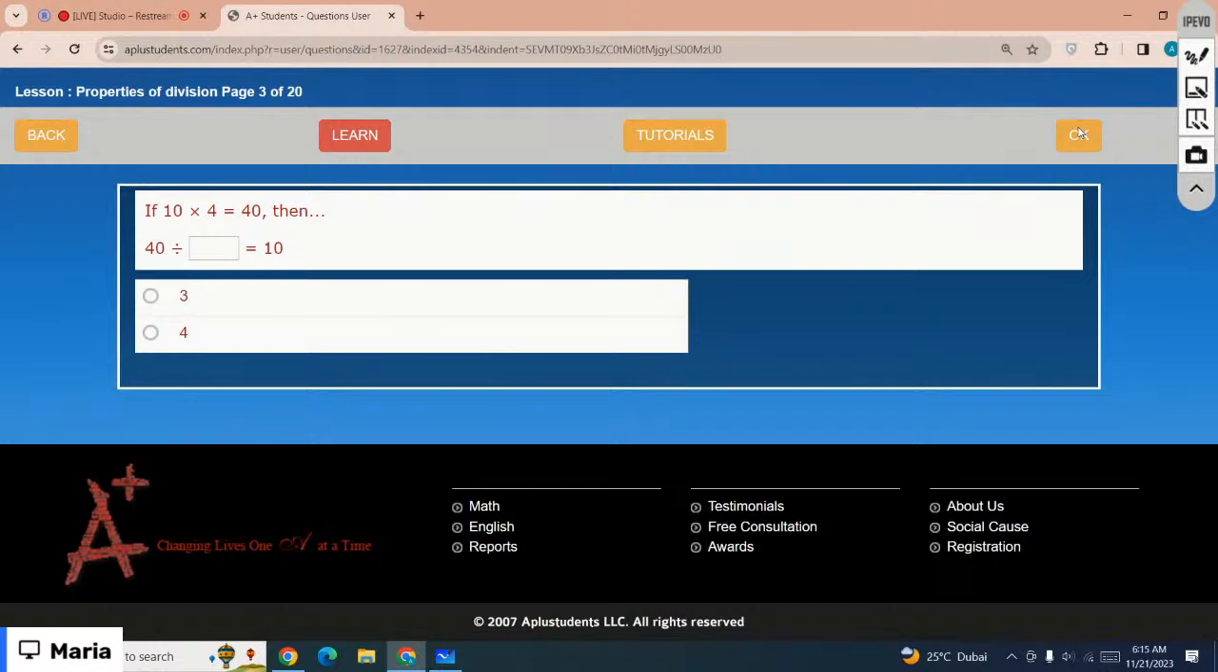If 10 times 4 equals 40, then 40 divided by the missing number equals 10. Which number is missing? Yes, 40 divided by 4 equals 10.